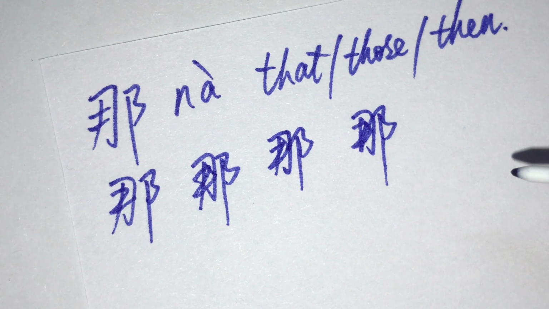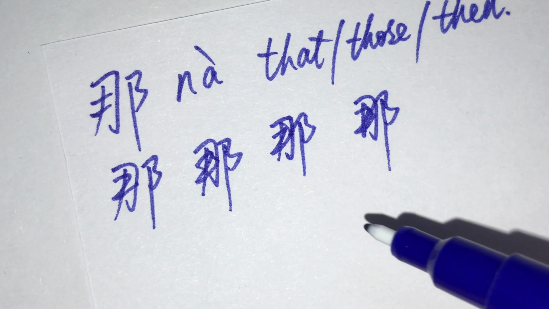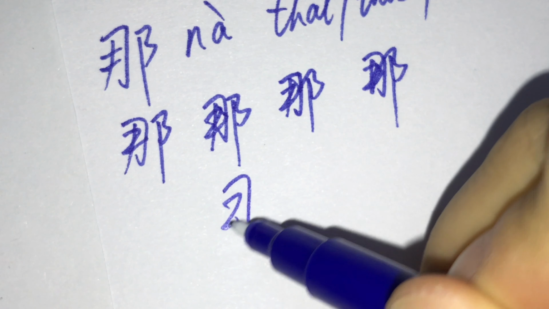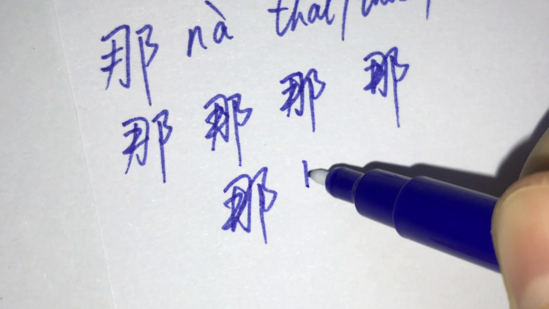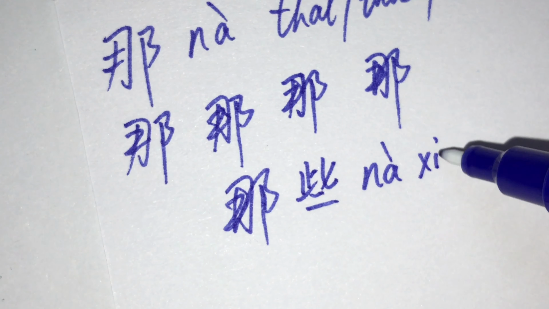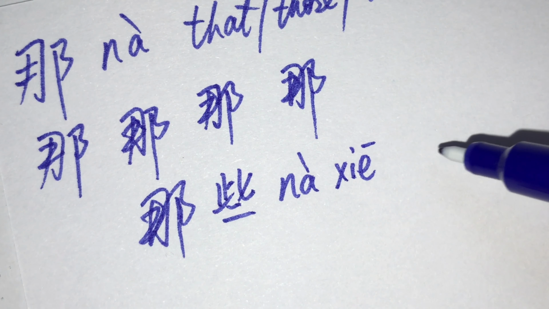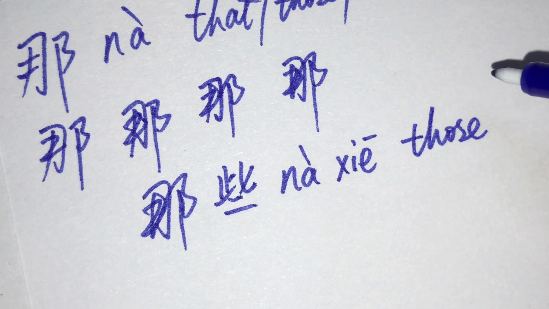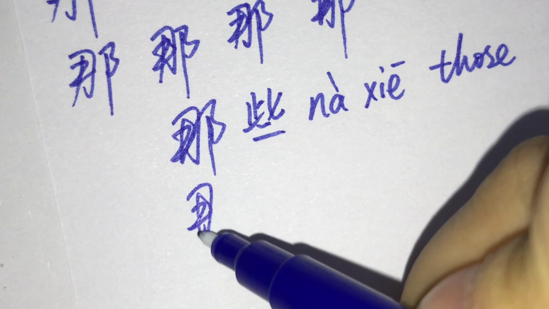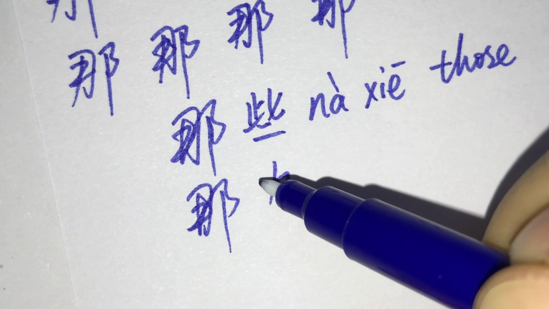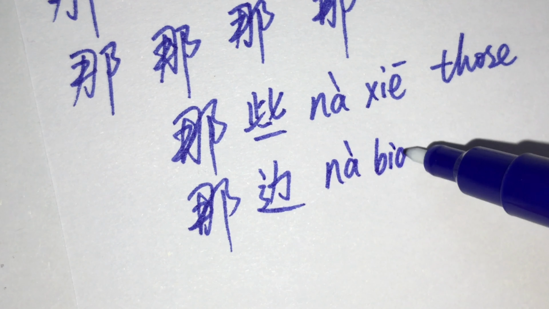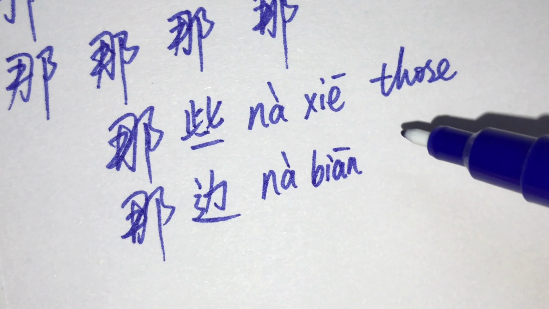Now check the following words and expressions. First one, 那些. Those. 那边. Over there.